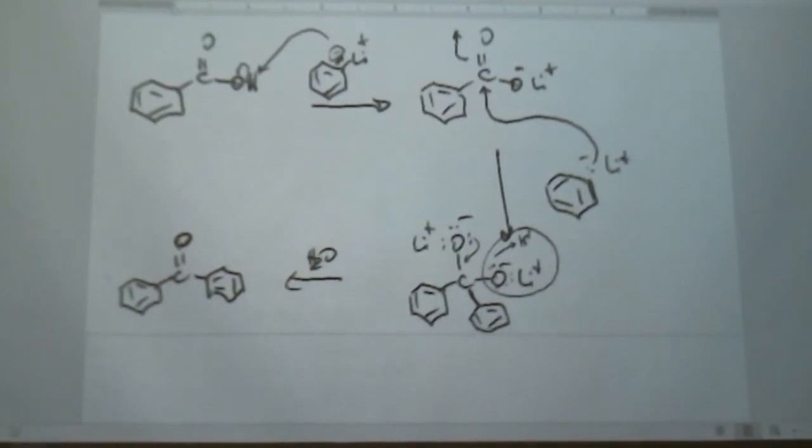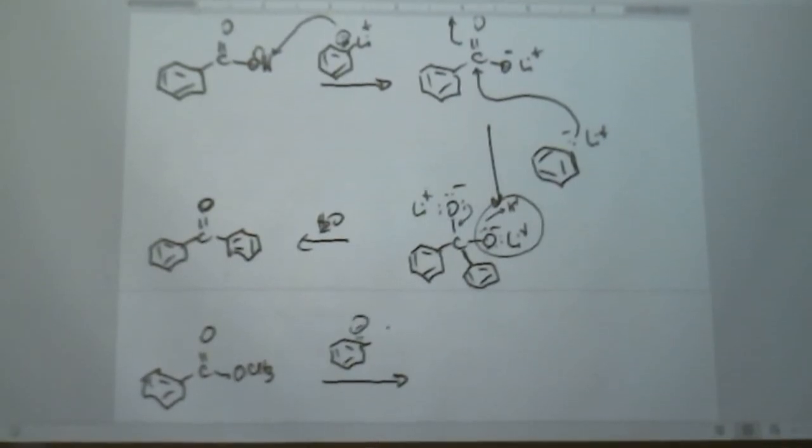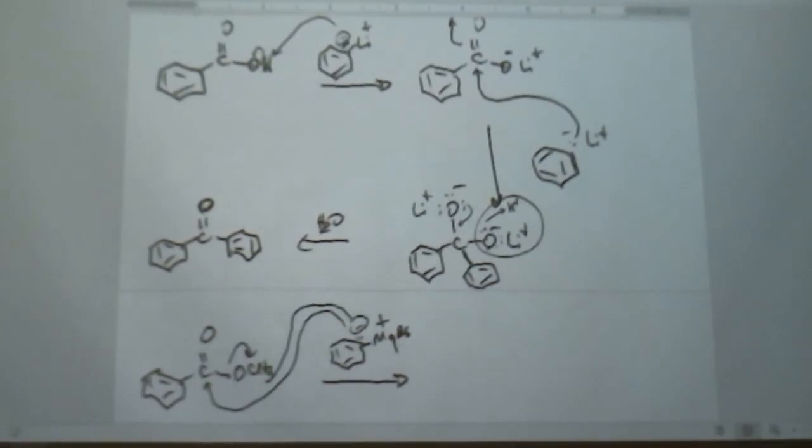Now, why is this important? If I had started from, let's say, an ester, and I added my organolithium or Grignard, whatever it happens to be, what would have happened? I would add once, I would add twice, and I would form the alcohol, right? After I hydrolyze.